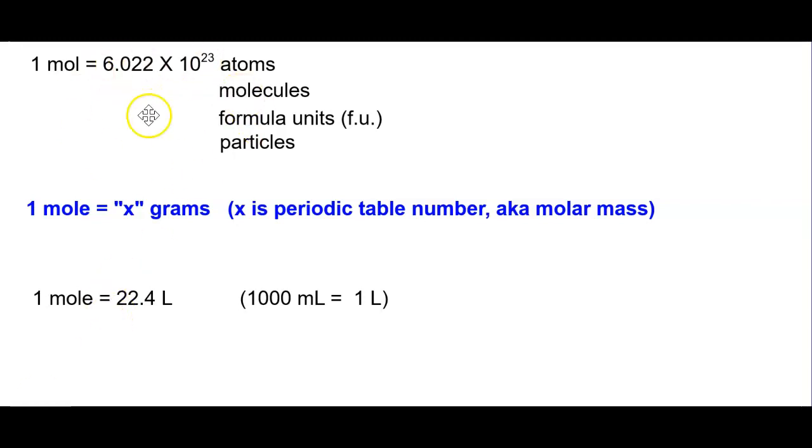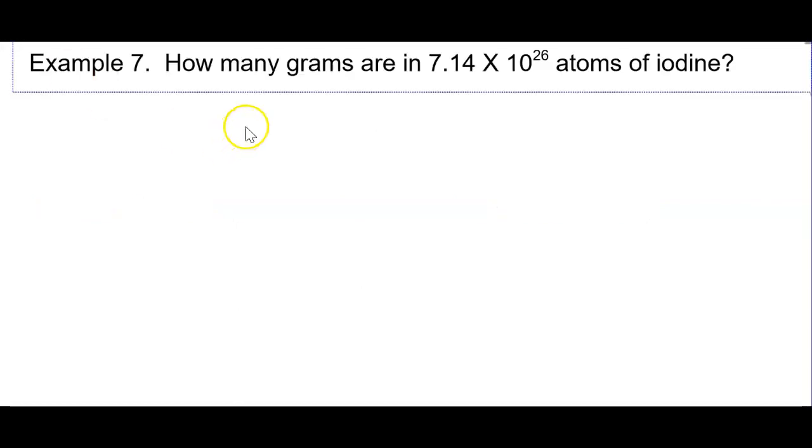We have these units of conversion, which we've used in the past. Now we're going to use both sets. Okay, so let me walk you through that. It says how many grams are in this many atoms. So we're going to start, like always, with how much we're given.